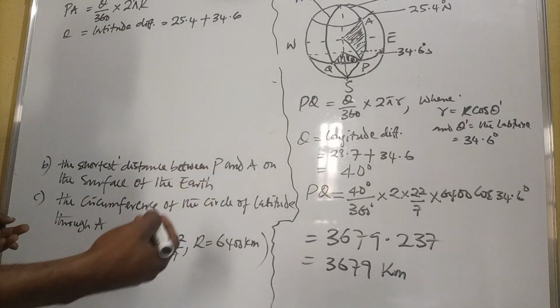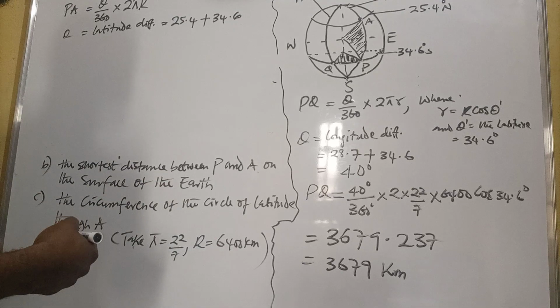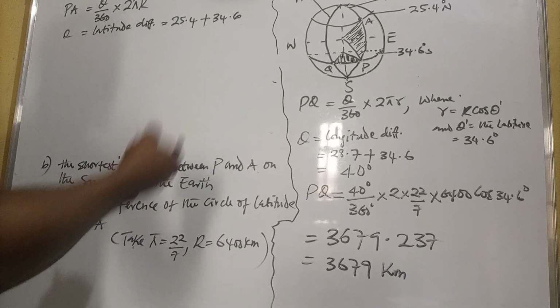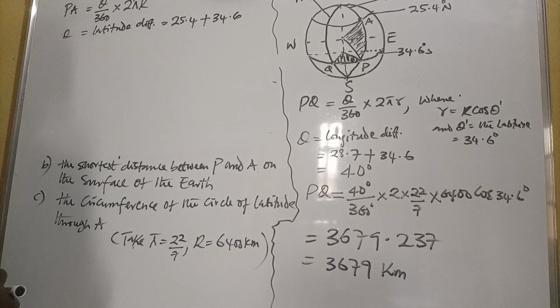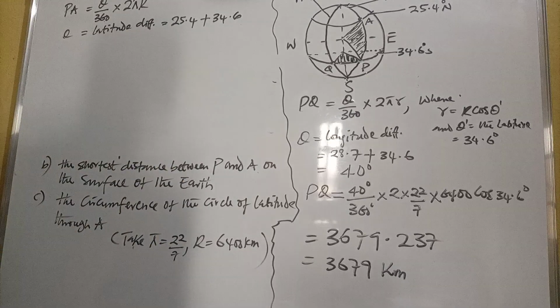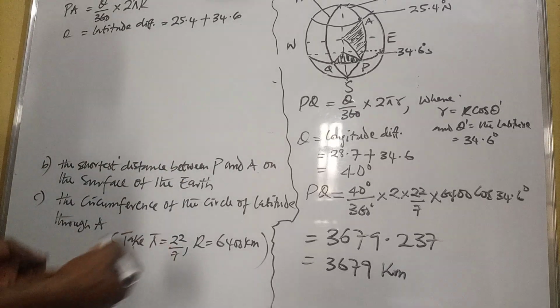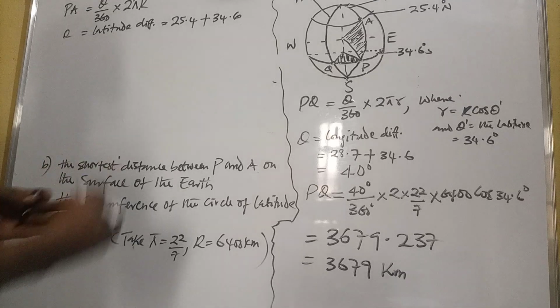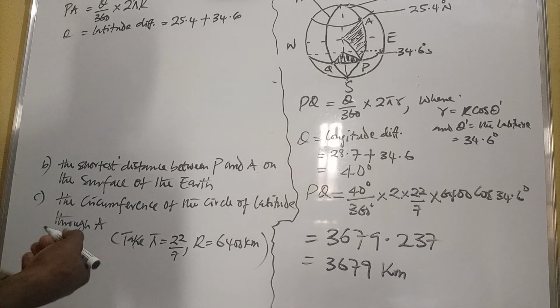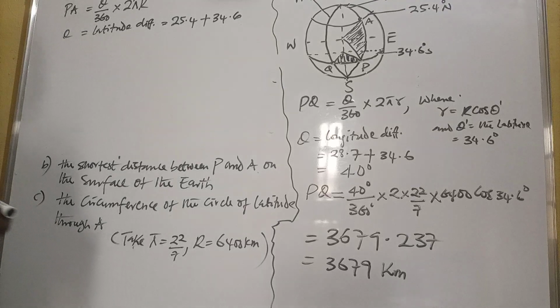And when we have a situation like that, we add to get the latitude difference, just like what we did in the longitude difference. So we do that same one for the latitude difference. Invariably, what I'm trying to say is that when the latitudes or the longitudes are on opposite sides, we add to get the longitude or latitude difference. But when they are on the same side, we subtract to get the latitude or the longitude difference. Please kindly take note of that.